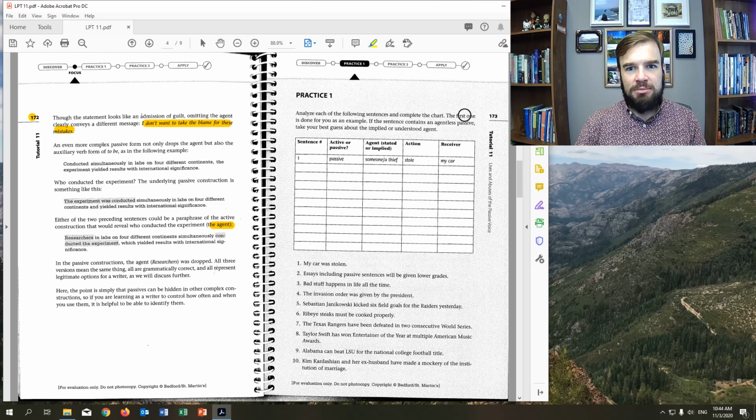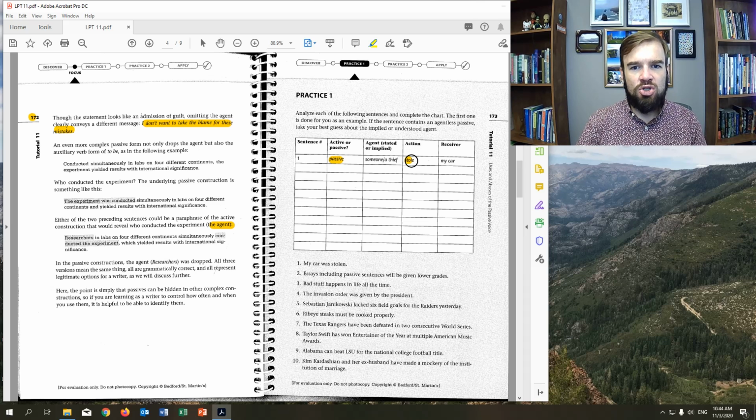Now, looking at practice number 1 on page 173, Professor Ferris encourages you to analyze each of the following sentences and then complete the chart. The first one is done for you as an example. If the sentence contains an agentless passive, take your best guess about the implied or understood agent. So sentence number 1 says, "My car was stolen." And first she asks, is this active or passive? It's passive. Who's the agent? Someone, a thief? We don't really know, but we can assume, right? We understood that it's implied.